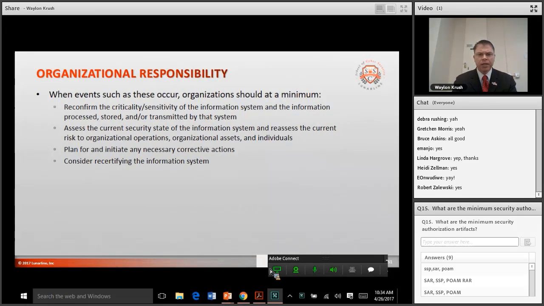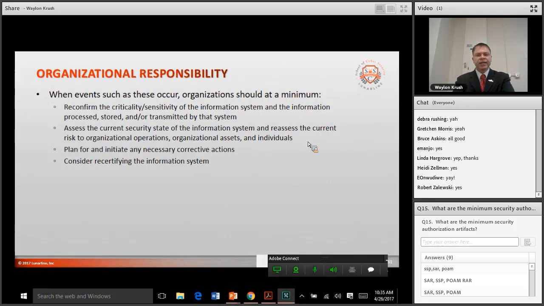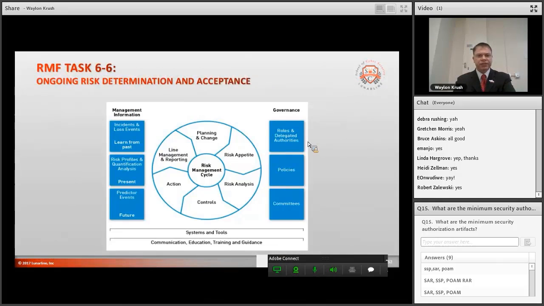All right, I'm back. So there's a process for ongoing risk determination and acceptance, and this is really important if you're going to take the CECM, the Certified Expert Continuous Monitoring. You need to know this 6-step process where you plan and change, risk appetite, risk analysis, controls, action.